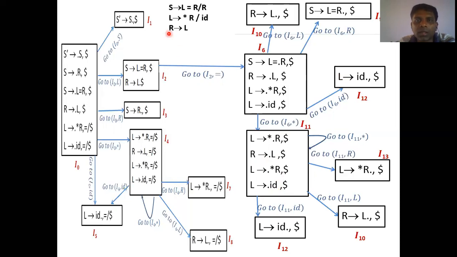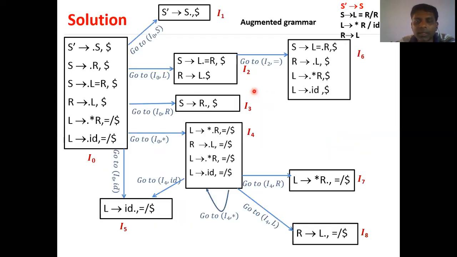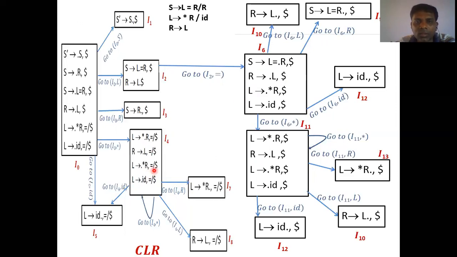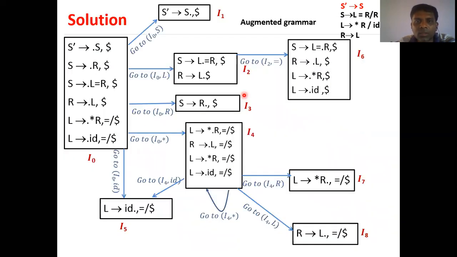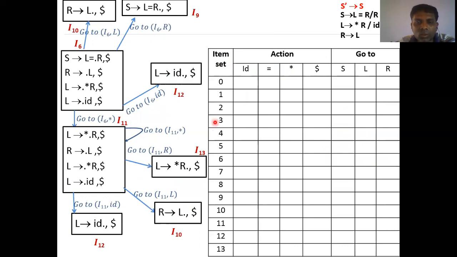Okay, now after creating this, we call this the CLR. Now we want to generate the CLR parsing table first. So how are we going to generate that CLR parsing table? The row names are nothing but my total number of states. How many states are there? 14, 0 to 13. And action is nothing but my terminals, and goto is nothing but my variables.